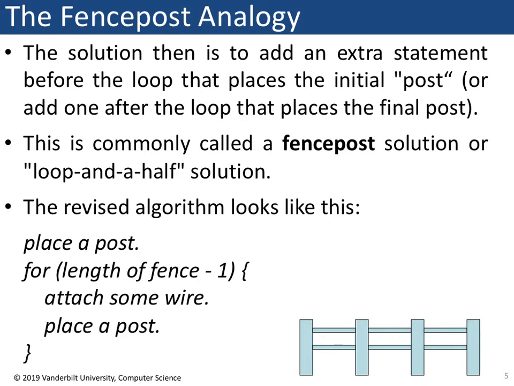So a revised algorithm that would successfully build a fence without dangling sections of wire would be: place a fence post. So our first fence post is placed, and from that point forward our algorithm is simple. We want 3 sections of fence, so we're going to do this algorithm 3 times. Attach some wire, place a post. Attach some wire, place a post. Attach some wire, place a post. We wind up with 3 sections of fence and 4 fence posts.